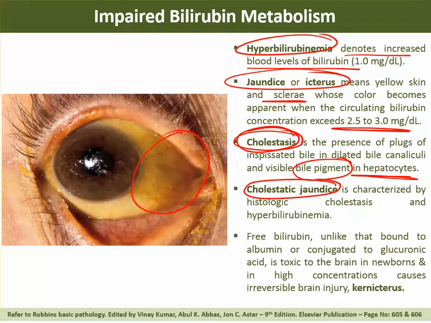Cholestatic jaundice. Now sometimes in the neonates, the newborn, the bilirubin level will be more. So we give phototherapy to oxidize the bilirubin to excrete it in the urine. If there is too much bilirubin in the neonate, that bilirubin can go to the brain and cause permanent damage. It is called kernicterus. So these are the problems we see in impaired bilirubin metabolism.